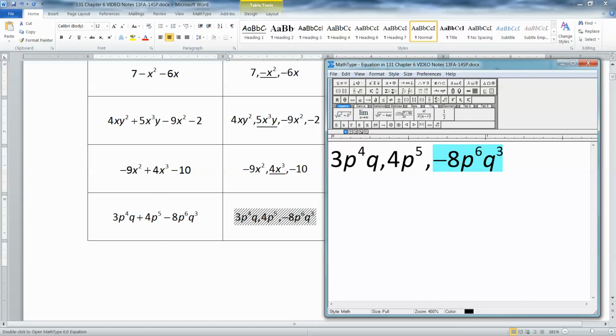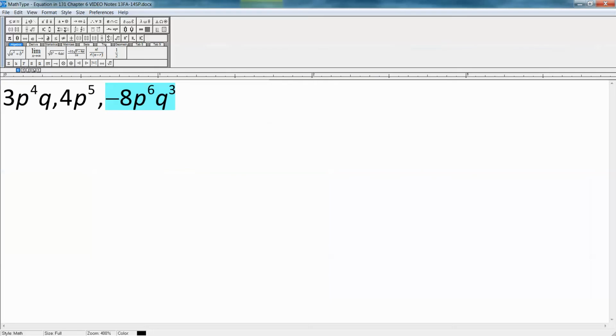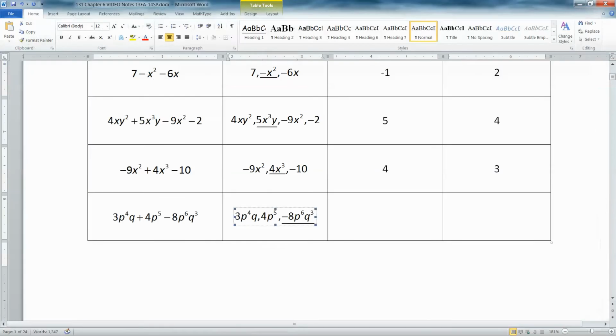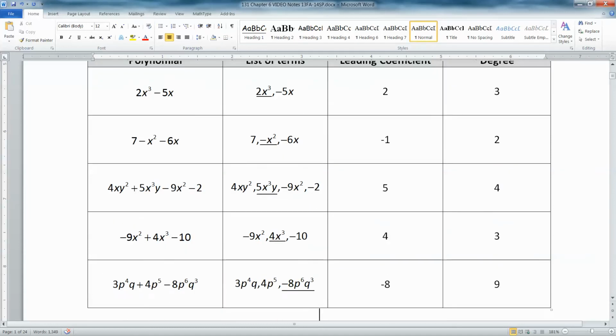The highest degree term is this one, which, let's see, there it is. All right, so what's its coefficient? Negative 8, and its power is 6 plus 3. Its degree, excuse me, is 6 plus 3, which makes 9. All right, we're all done with that.